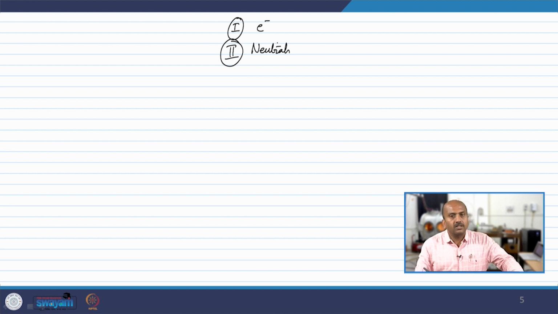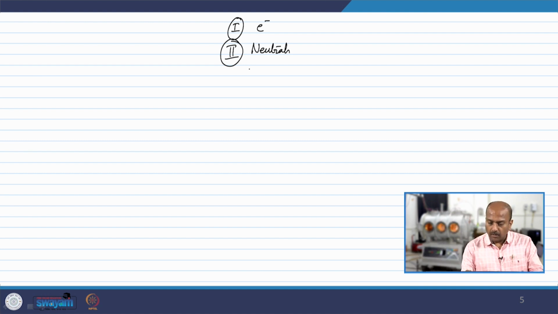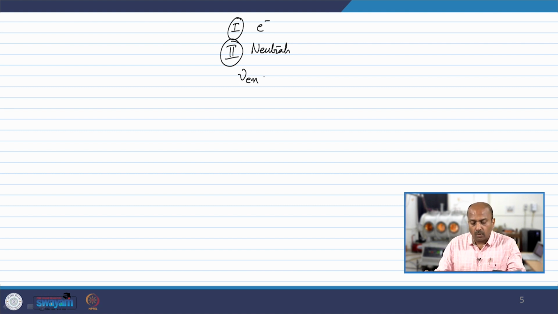Okay. So, let us say particles in class 1 are electrons and particles in class 2 are now neutrals. Like we say, plasma not just contains electrons and ions, it also contains a large number of neutral species. Okay. So, in this case, we can denote the frequency nu_en. What is en? Collisional frequency of electrons with neutrals. Small n represents the neutrals.